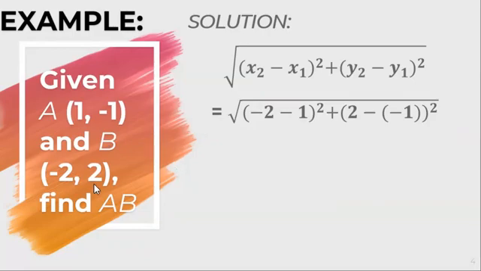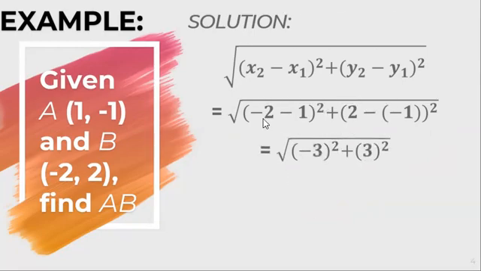Plus our y sub 2. Again, coming also from our second point, our y, which is 2, and our y sub 1 from our point A is negative 1. So that is why we'll be having here for our y sub 2 and y sub 1, 2 minus negative 1 squared. After we substitute, let's evaluate.